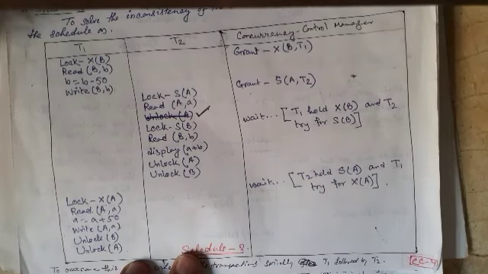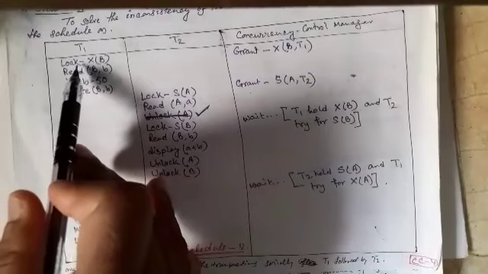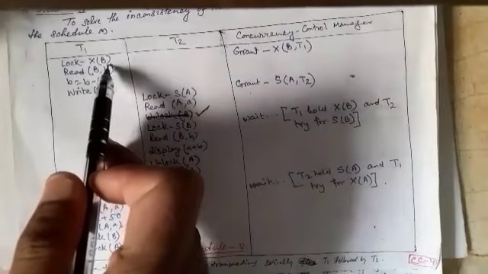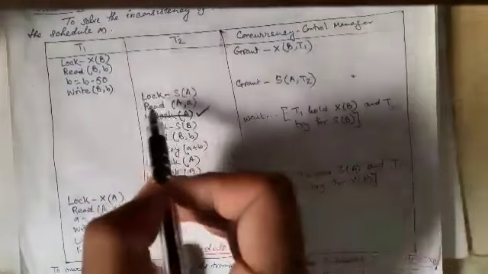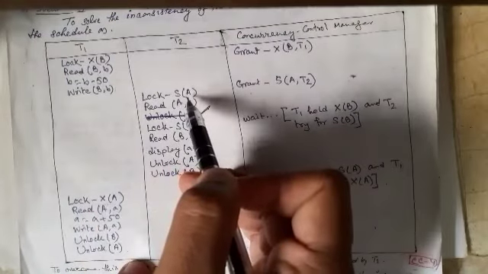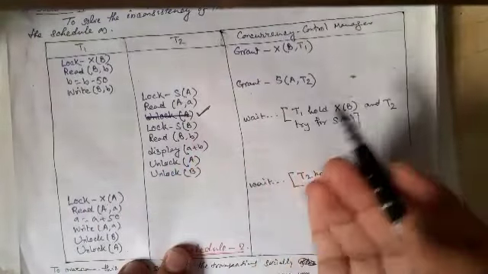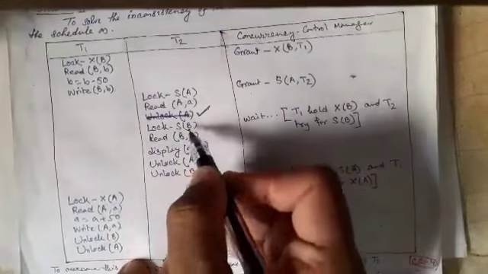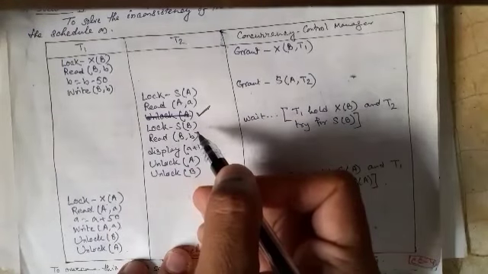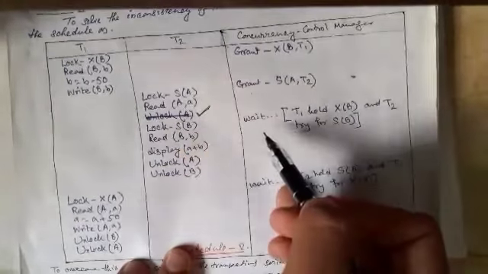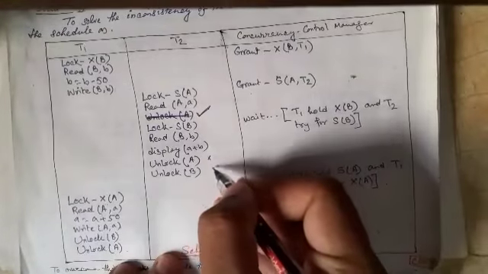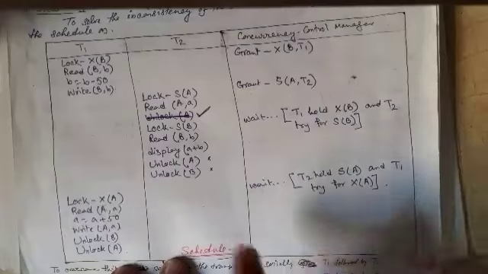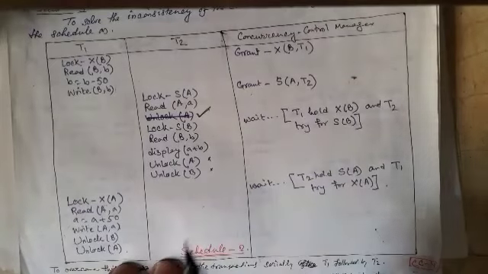Okay, what is the two-phase locking protocol? Here the exclusive lock for item B by T1 will be granted. Here the shared lock for item A for T2 will also be granted. Now the shared lock for item B by T2 will wait, and these two are not there in two-phase locking, that will be written at the last.